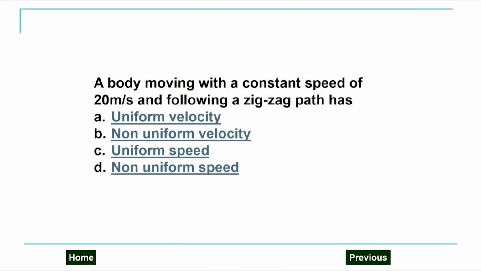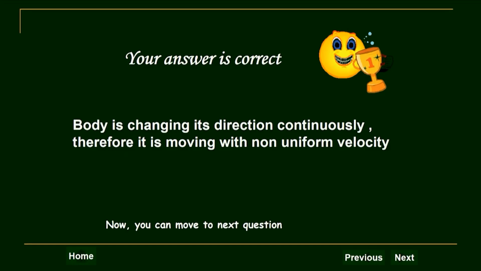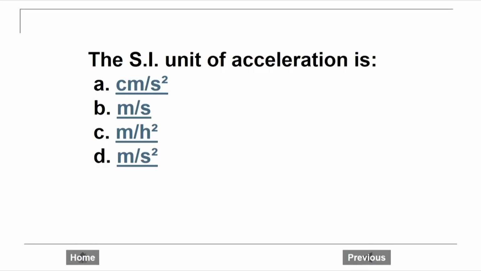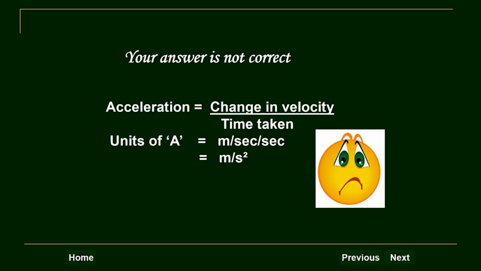A body moving with a constant speed of 20 meters per second and following a zigzag path has, say, non-uniform velocity. Say the answer is B. Your answer is correct. So next, the SI unit of acceleration is, say, meter per second square. Say you have chosen B as the right answer. So it will say that your answer is not correct because the unit of acceleration is this. So your answer is not being reinforced.